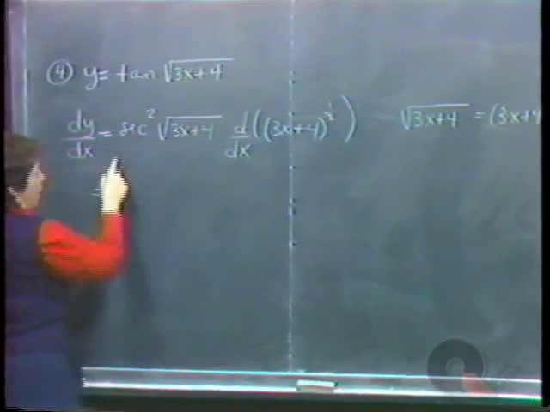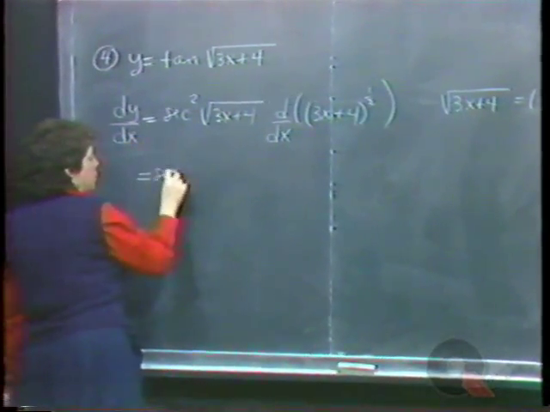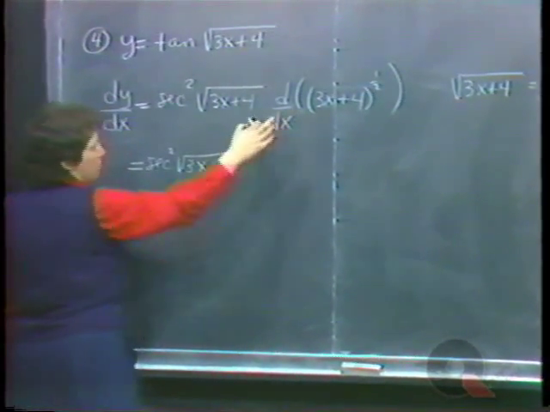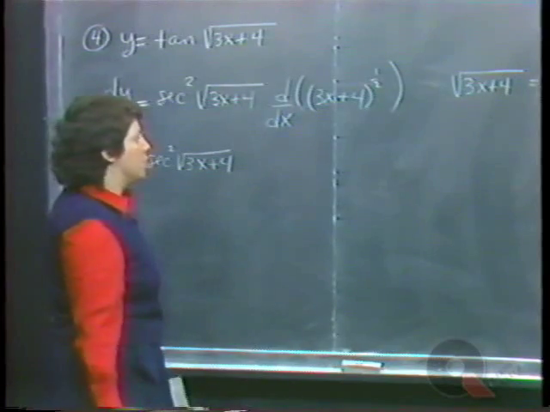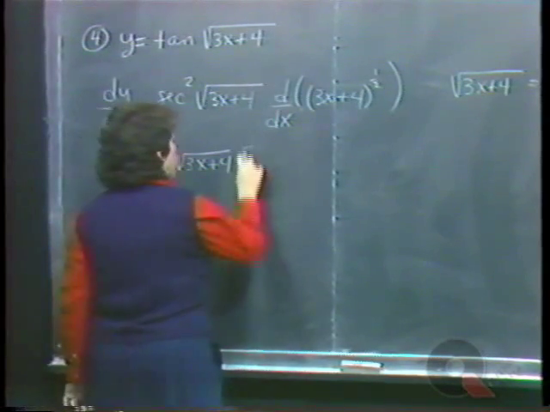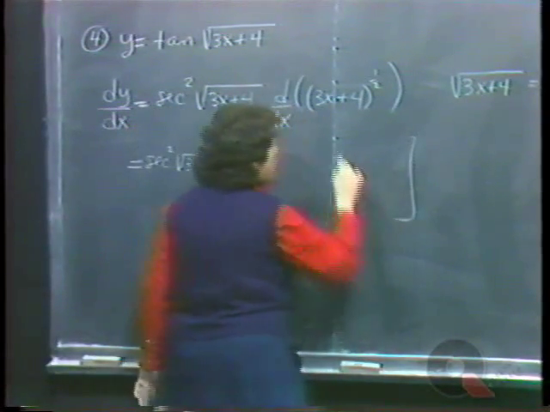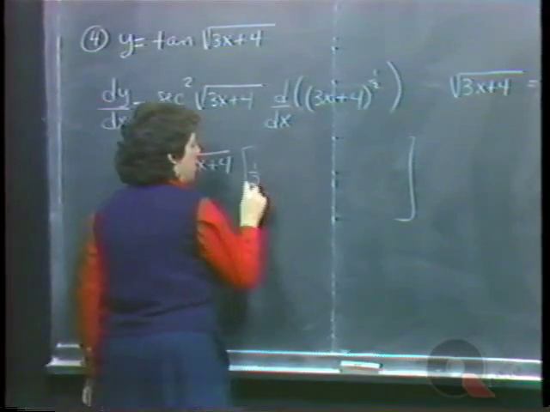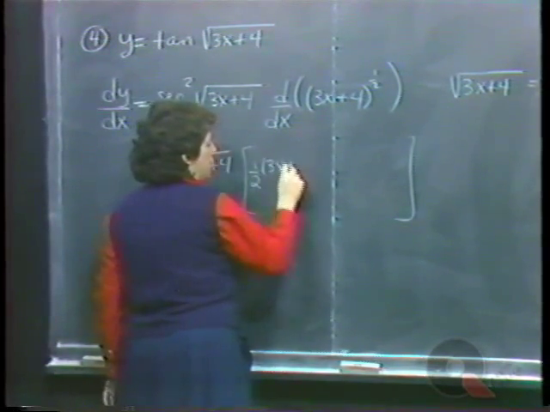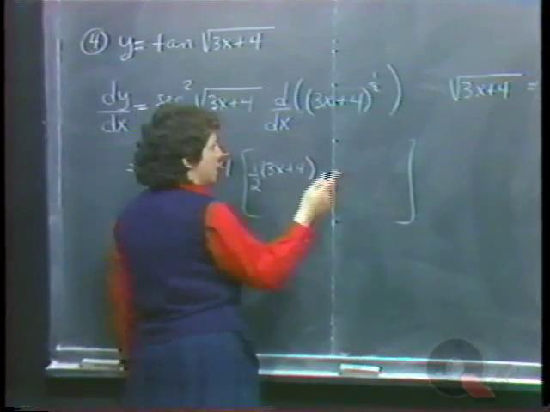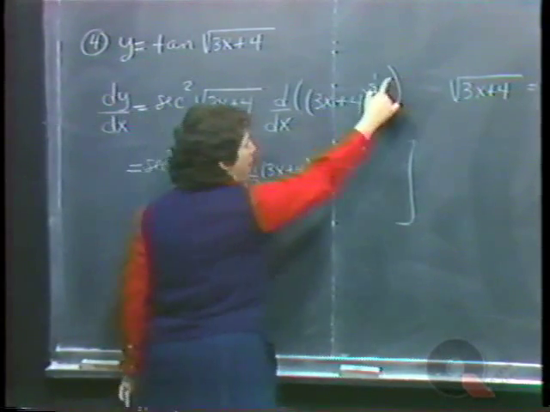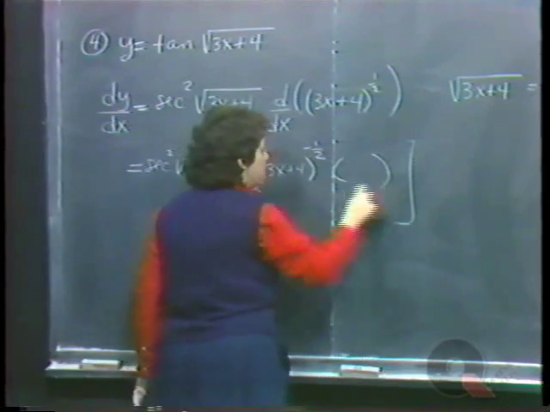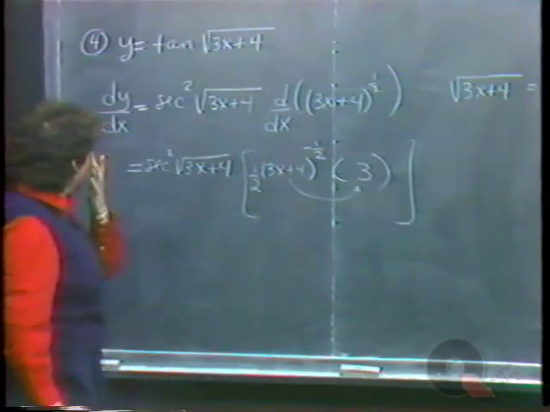Okay? So we have, from before, secant squared of the square root of 3x plus 4, and now we have to multiply by the derivative of 3x plus 4 to the 1/2 power. But the derivative of 3x plus 4 to the 1/2 power by the power rule is the power times the function to the 1 less power. 1/2 minus 1 is minus 1/2 times the derivative. So let's see what we have so far.